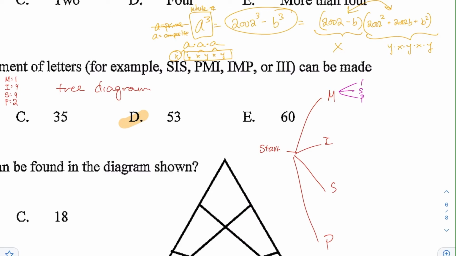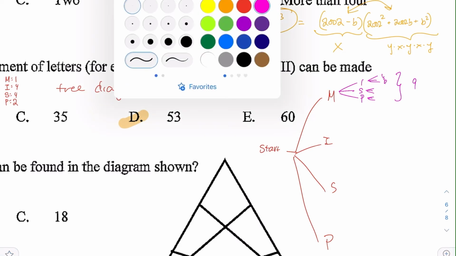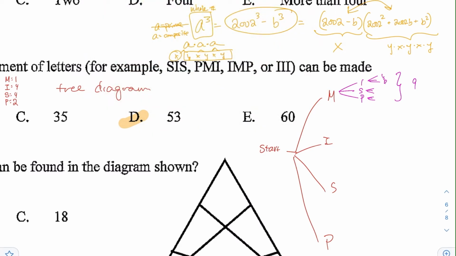And then if you choose I, you can choose, for the third letter, I, S, or P again. Again, you can't choose M because M was already used. And because you have 2 P's, you can choose another I, S, P. So here, for the M branch, you have 9. And then for the I branch, if you choose I first, you can choose M, I, S, or P, because you still have the M left, and you still have 3 I's available, so you can choose I again.